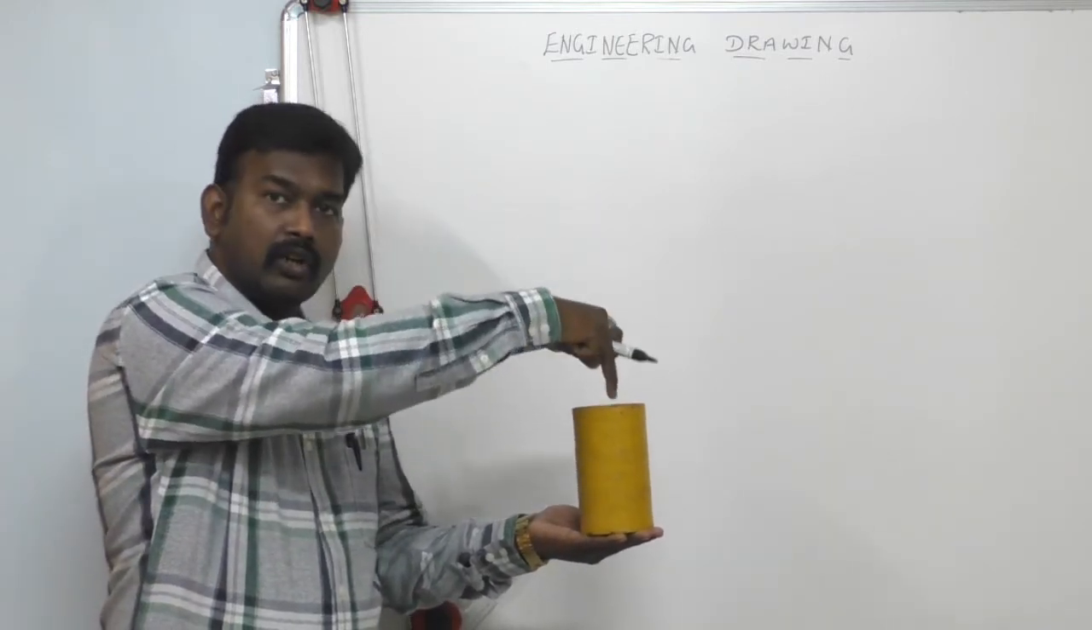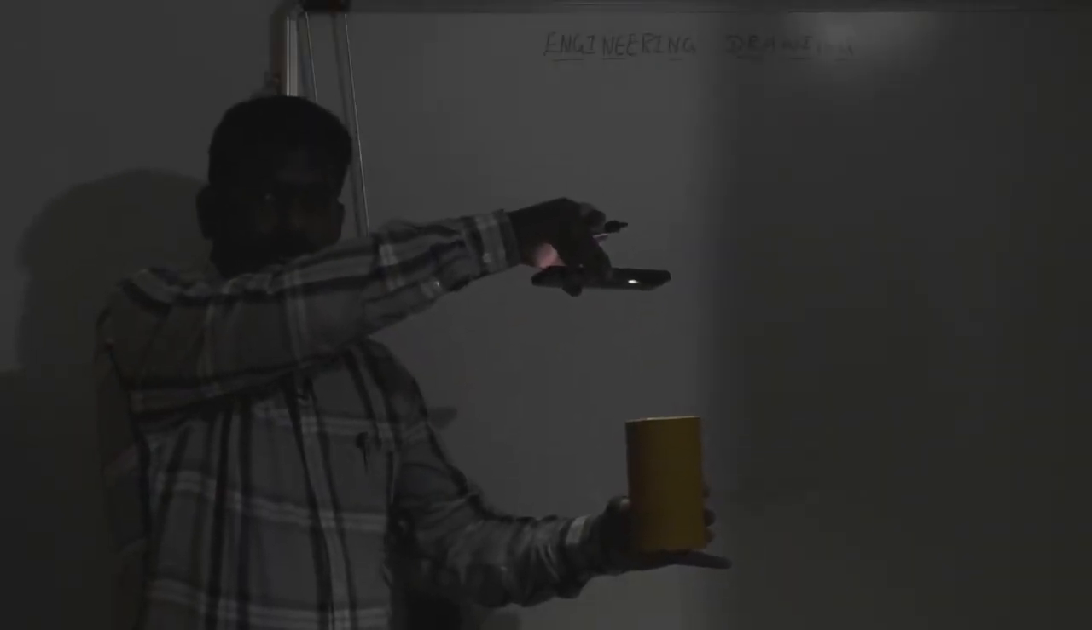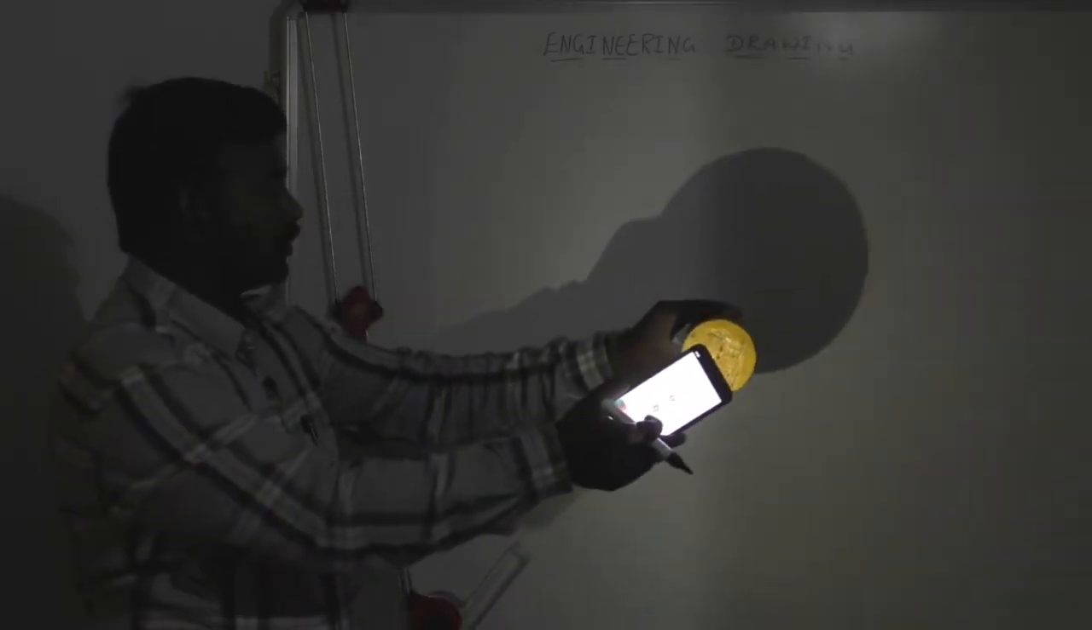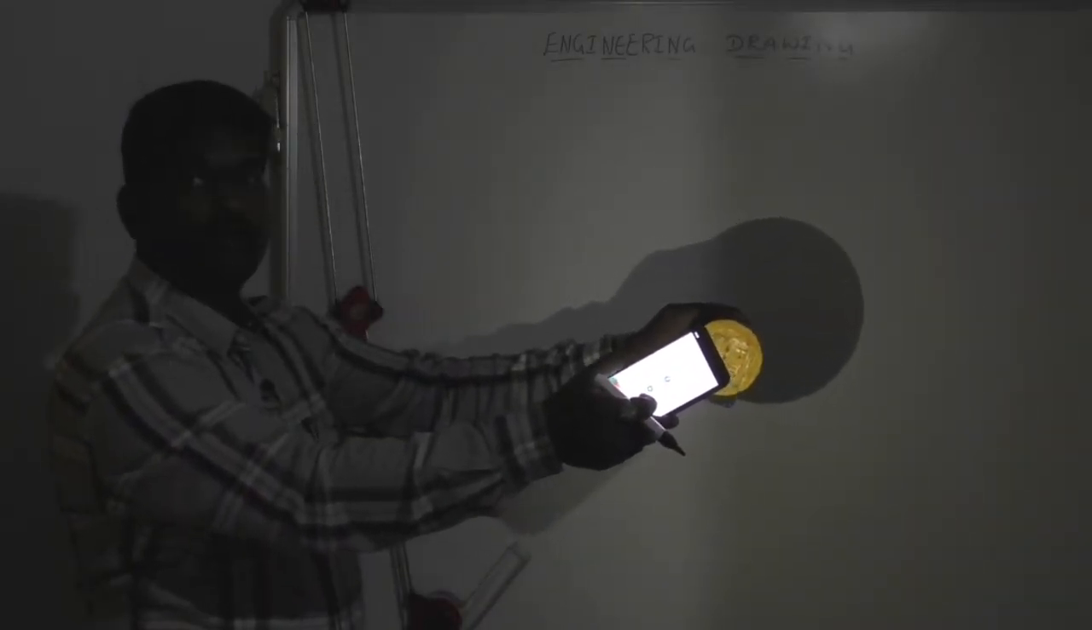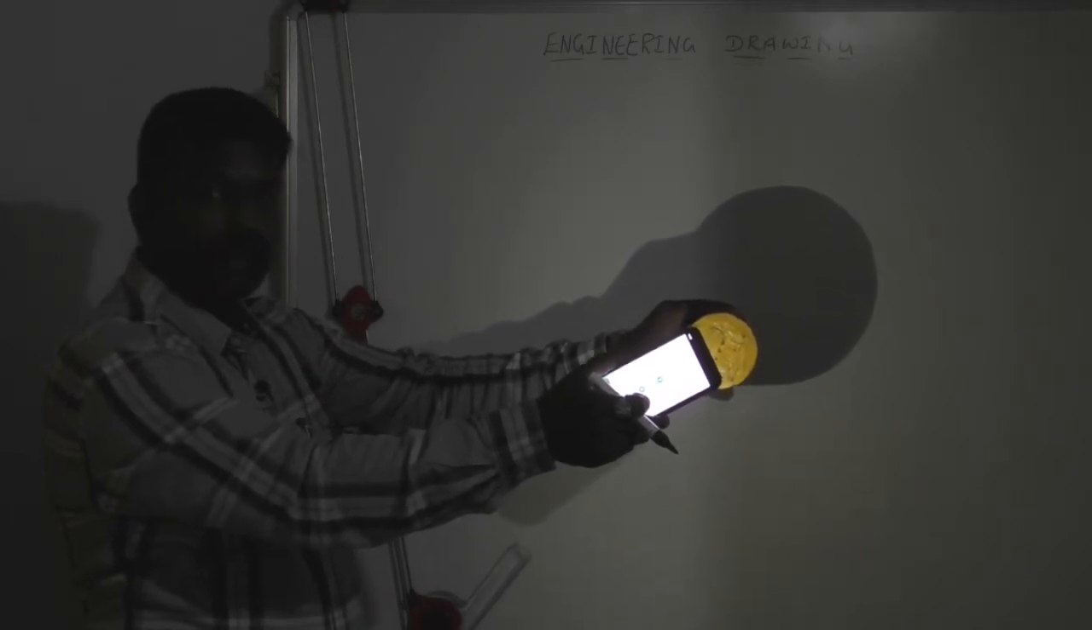Now I have to observe the top view of this cylinder. Lights off. So here I am projecting. You can't see the top view. For better viewing, I am rotating this object. Here this is the object I am projecting. What is the shape you have observed on the screen? It is a circle.